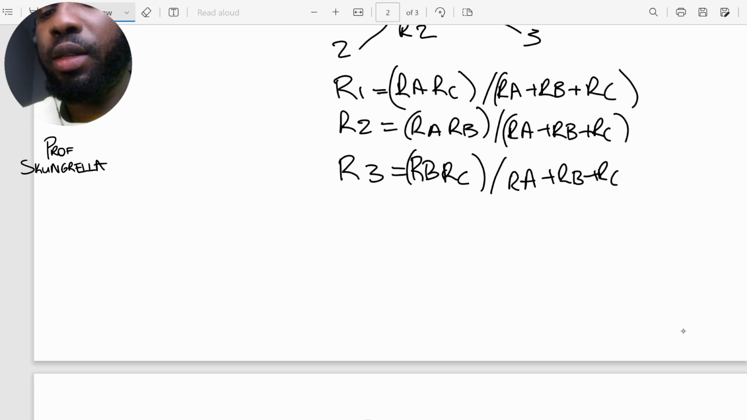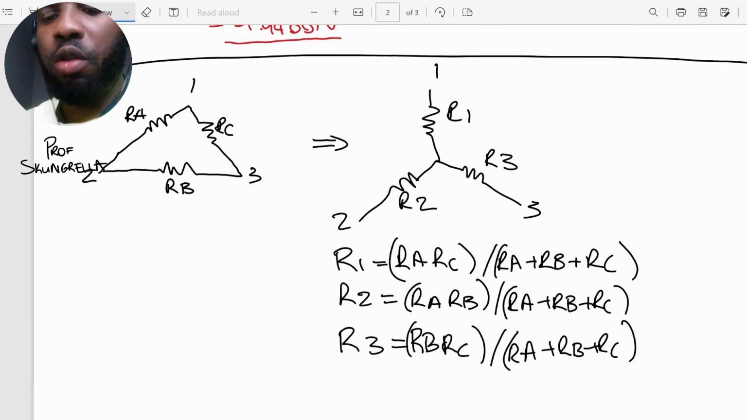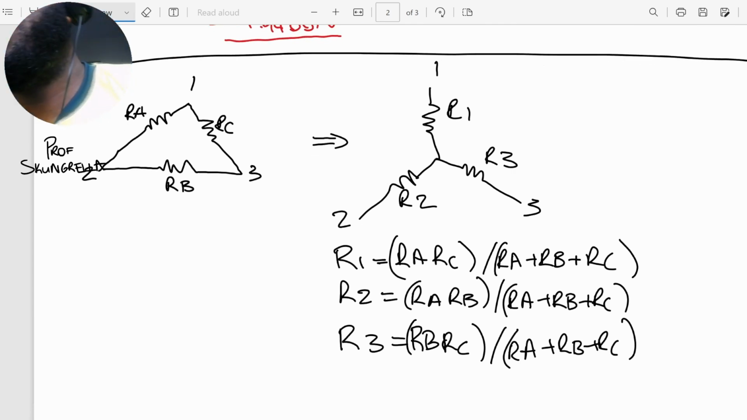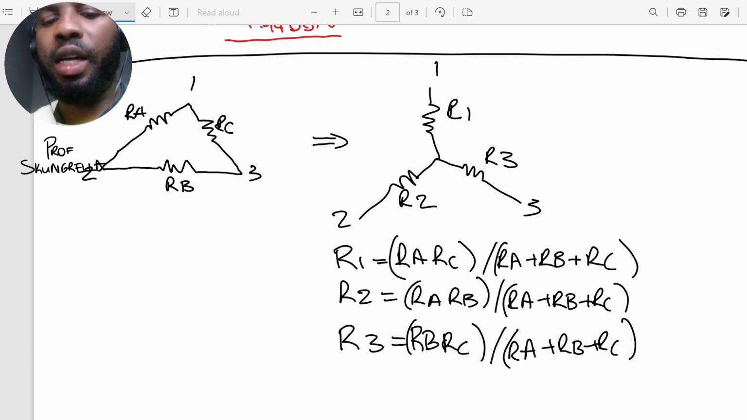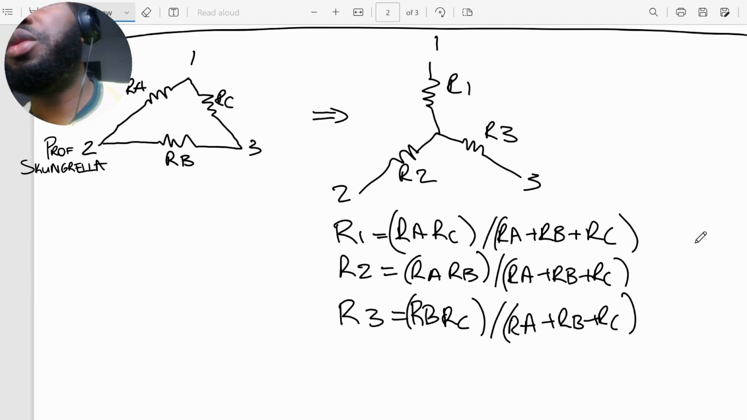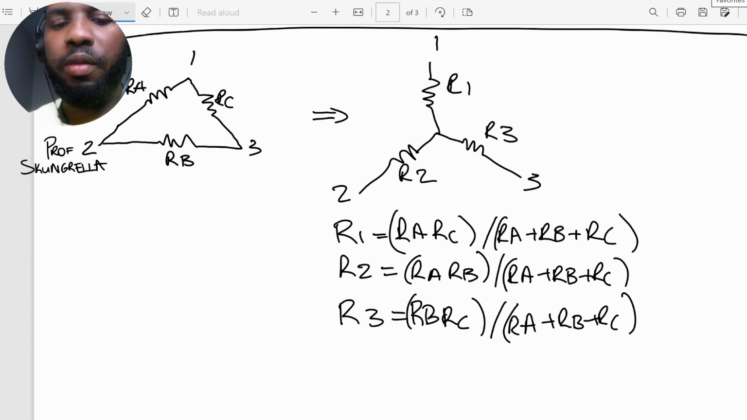So again, these may be useful when it comes to solving problems where, for example, you have a series parallel combination that has a loop that you cannot solve, then you will use this Y delta method to solve it. We have some other equations to go to the opposite value. So this is to go from delta to Y.